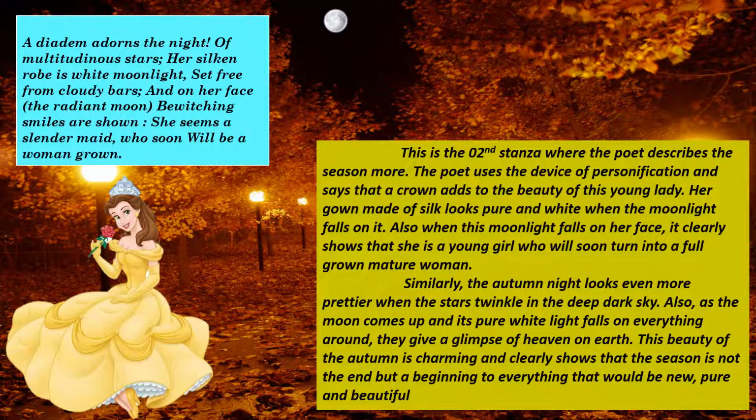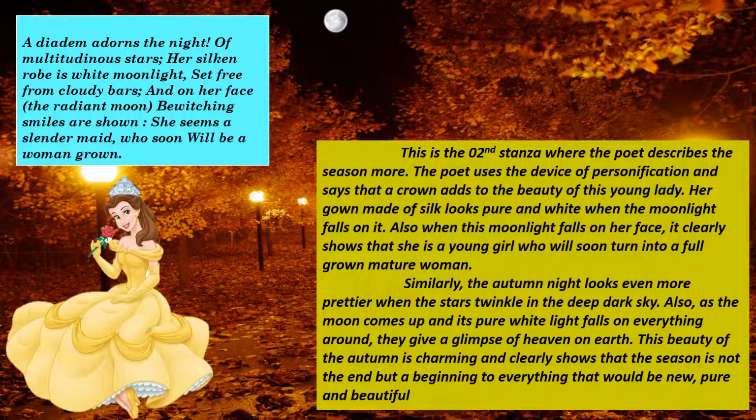Also, when this moonlight falls on this girl's face, it clearly shows that she is a young girl who will soon turn into a full-grown mature woman. So here the poet elaborates that when this moonlight falls on this young girl's face, we can clearly make out that this young girl is soon going to turn into a full-grown, mature, and even prettier woman. Similarly, the autumn night looks even more pretty when the stars twinkle in the deep dark sky.